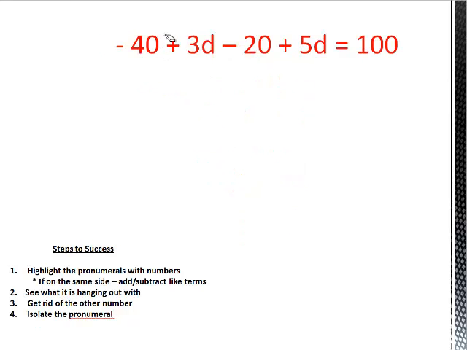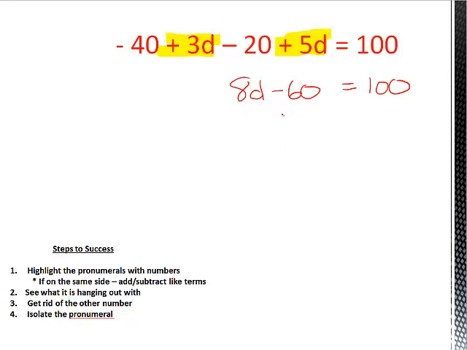Okay, looking at the last one, we have a positive 3d and a positive 5d as the pronumerals in this case. Notice I'm highlighting the sign in front as well. 3d + 5d = 8d. Then negative 40 minus 20 is equal to negative 60, so it's 8d - 60 = 100.